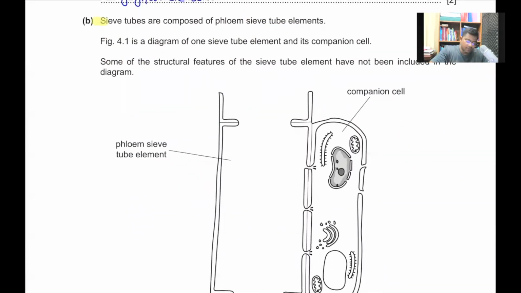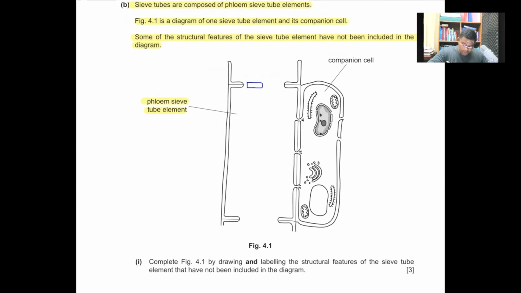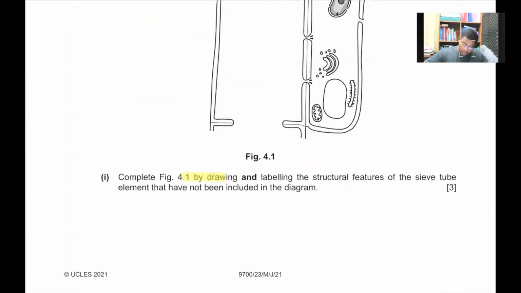Part B. Sieve tubes are composed of phloem sieve tube elements. Figure 4.1 is a diagram of one sieve tube element and its companion cell. Some of the structural features of the sieve tube element have not been included in the diagram. So we can see the phloem sieve tube element. The question says, complete figure 4.1 by drawing and labeling the structural features of the sieve tube element that have not been completed in the diagram.